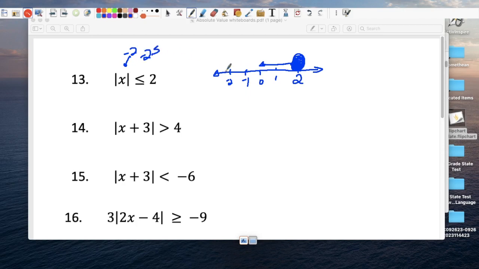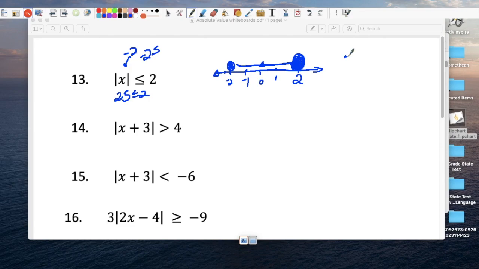But what if I plug in -2.5, which is right here? The absolute value of -2.5 is 2.5. Is that less or equal to 2? No. So this arrow can't go to the left forever and ever. It has to stop here. So the condition says that x can be any number from -2 to 2, and it will work.